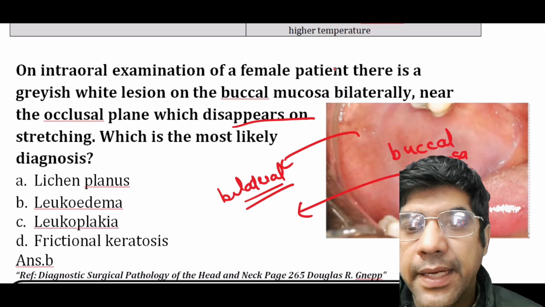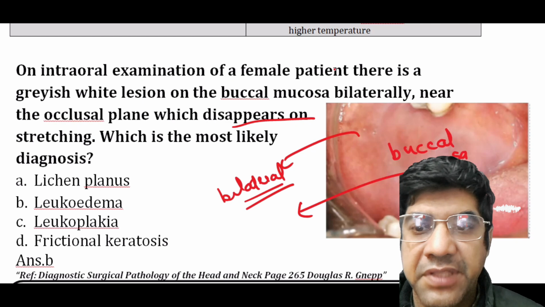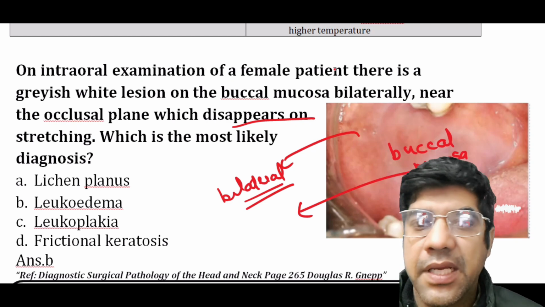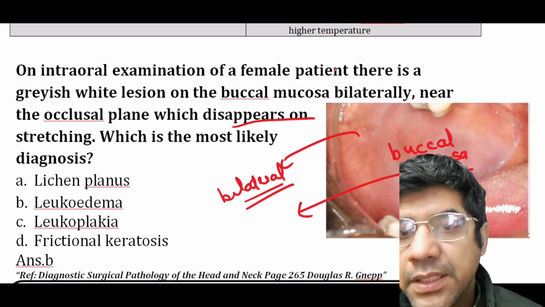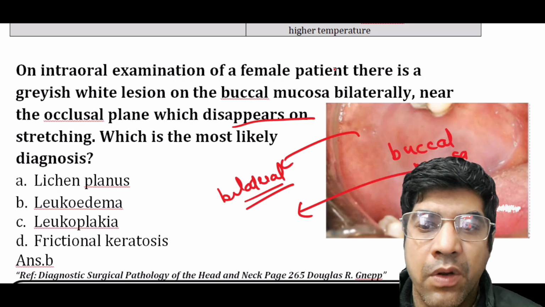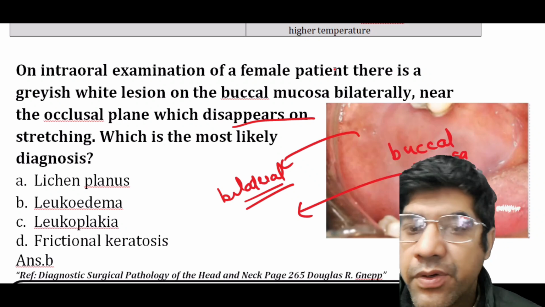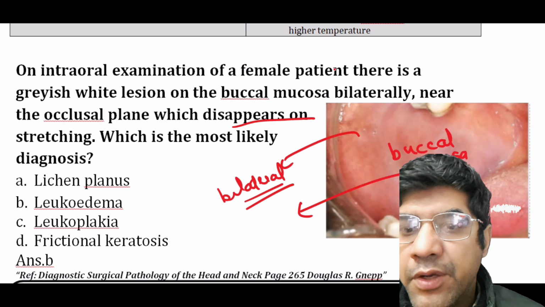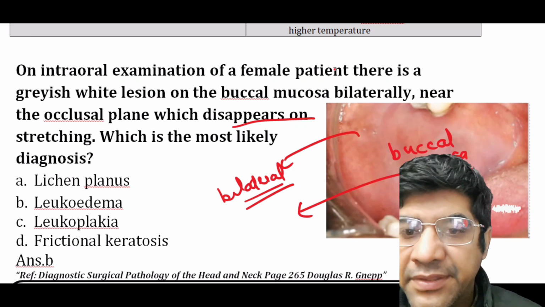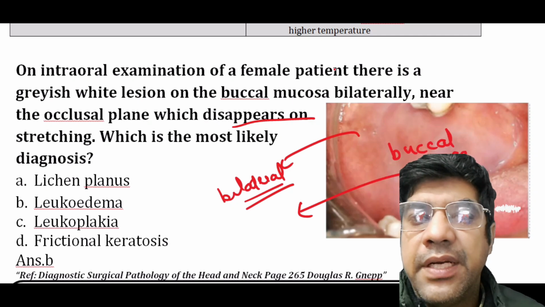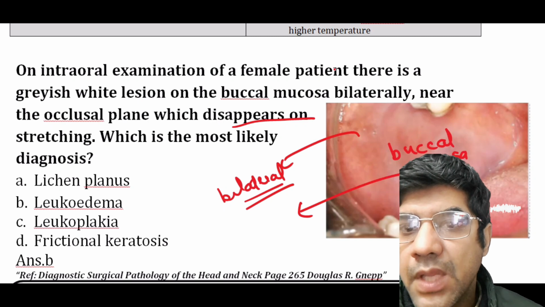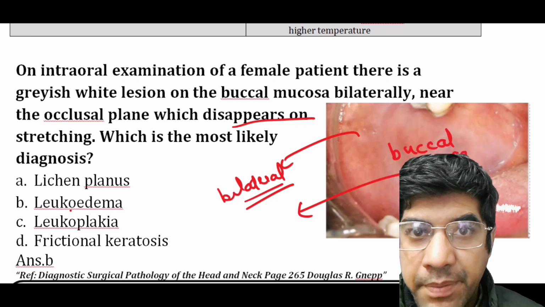Leukoplakia is a term that is used to describe a white patch on the oral mucosa that cannot be wiped off. So it is generally a pre-malignant condition. Frictional keratosis is a response of the oral mucosa to chronic irritation or trauma. Unlike leukoedema, frictional keratosis may not disappear on stretching, and its appearance is associated with localized irritation or trauma. Now the answer is leukoedema.